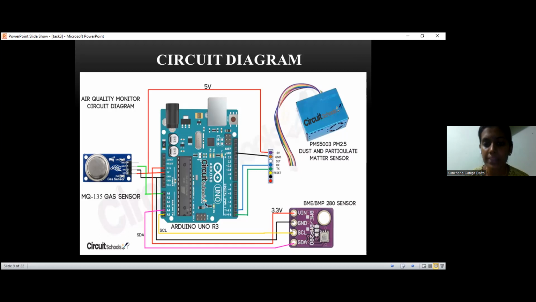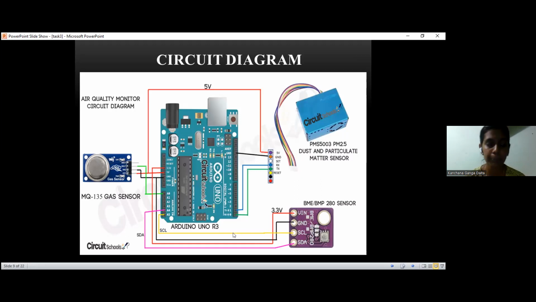And coming to the BME sensor, BME is one of the most used sensors because it combines a lot of advantages. First, it measures all three parameters, temperature, humidity, and pressure, in a single take. Also, it has linear features, and this BME sensor is very cheap in cost. It also has a bus topology.